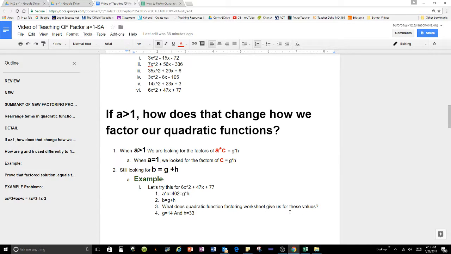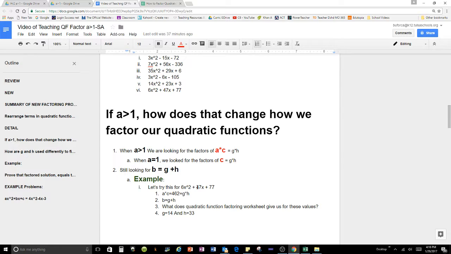So what we have to do is go to the quadratic function factoring worksheet to give us these values. You can see here we found that g is equal to 14 and h is equal to 33. But let's actually go to the spreadsheet so we can show you how we arrived at those values. Our a value is going to be 6, our b value is going to be 47, and our c value is going to be 77. Remember, instead of looking for c equal to 77, we need to look for a times c, which equals 462, to find g and h.